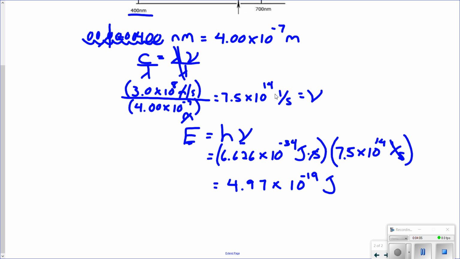Pretty soon we're going to relate that also to joules per mole. So there is how to find the energy contained in a photon of purple visible light, which can correlate to any color that you saw on your emission spectrum. There you go.